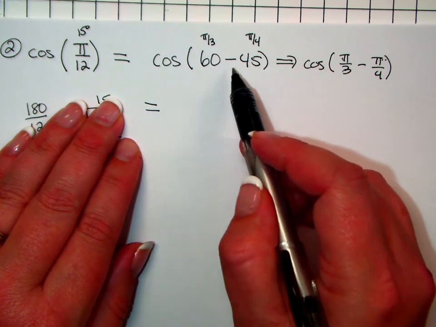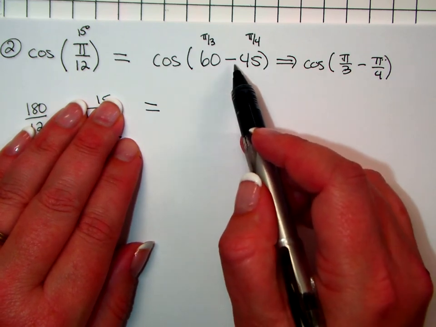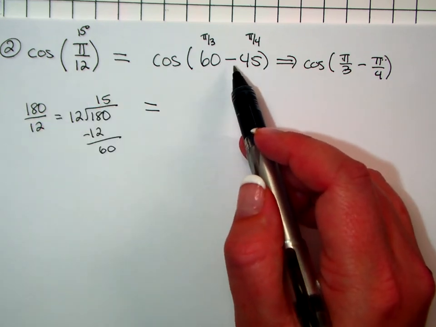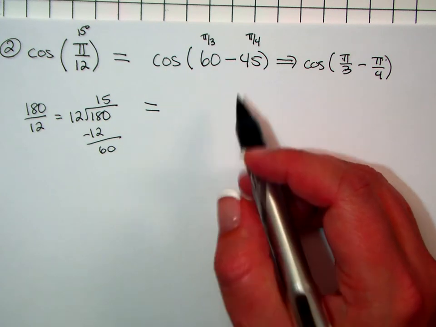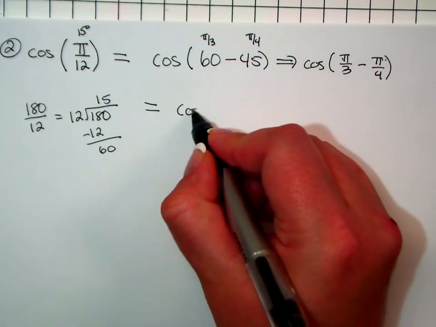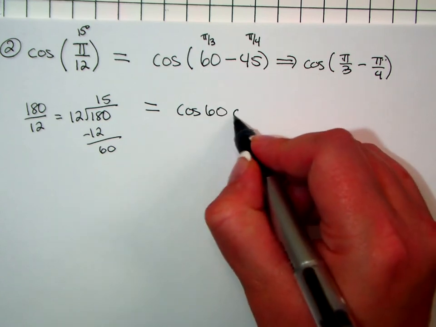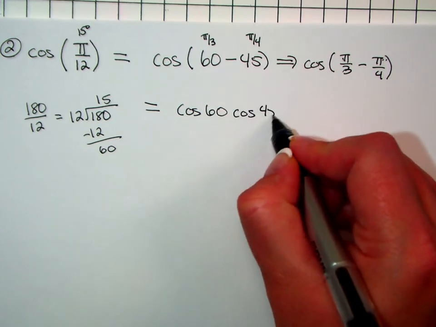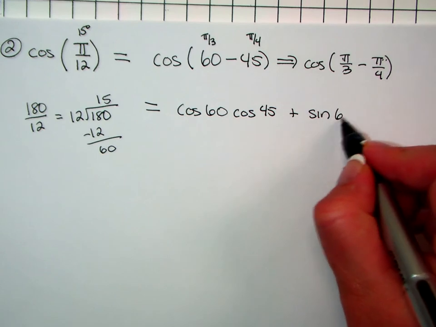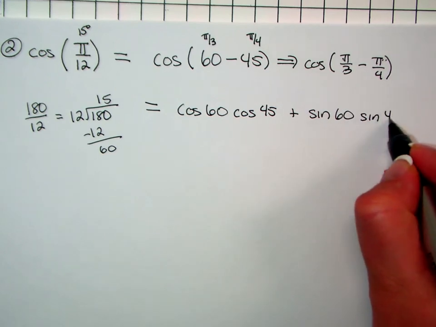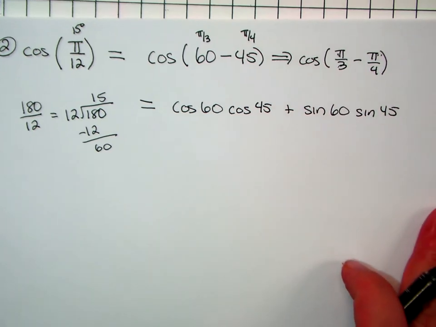Now, we need to use the difference formula for cosine. So get your paper handy, right? The difference formula for cosine. Cos, cos, plus sine, sine. So cosine of the first, cosine of the second, plus sine of the first, sine of the second, right? And so these are four values.